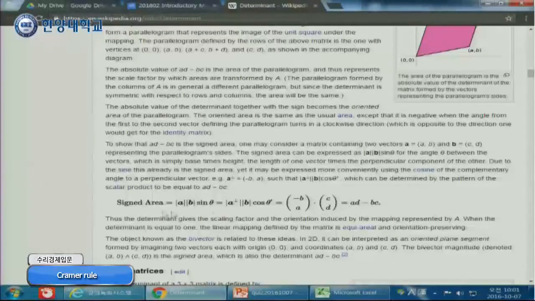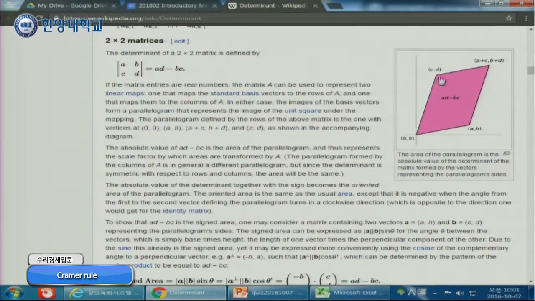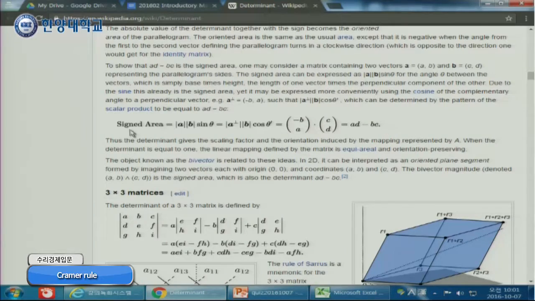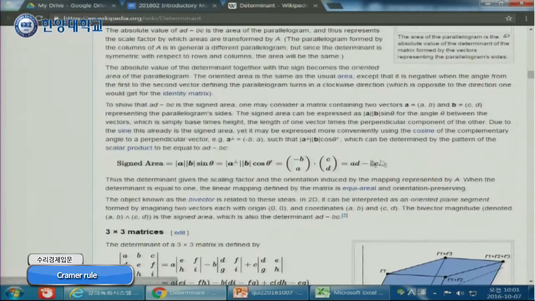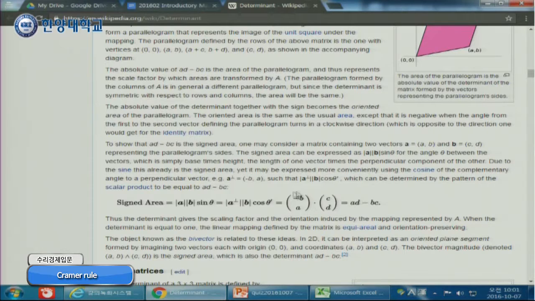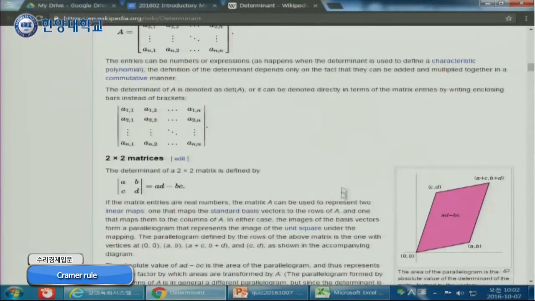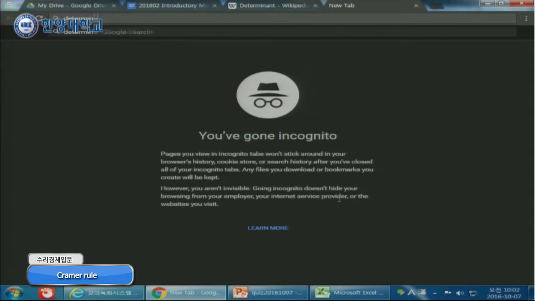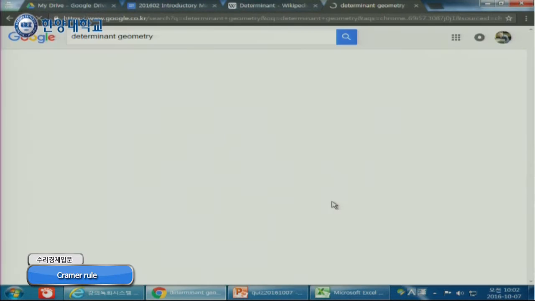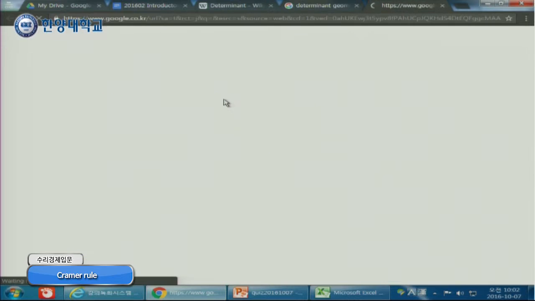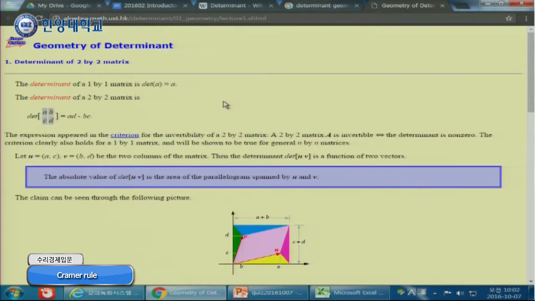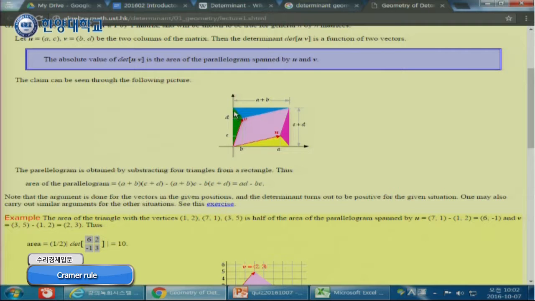And then actually it proved it. This is a fancy way of proving that the area of this part is AD minus BC. In order to understand this, you have to know the inner product. Right, so we are interested in the size of this one, then we can calculate the size of this and subtract this part. And we will get the size of this area.